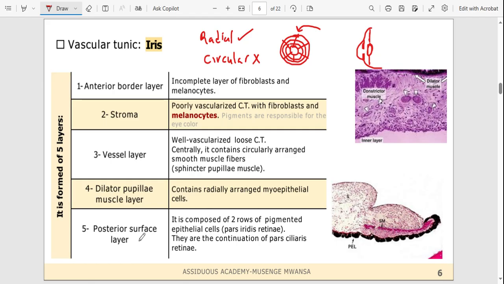You also have the posterior surface layer, which is composed of two rows of pigmented epithelial cells, the pars iridis retinae, which are basically epithelial cells, columnar in nature, two of them. So these are the layers of the iris: anterior border layer, and then you have the stroma supporting tissue, the vessel layer, dilator pupillae muscle layer, and then the posterior surface layer.